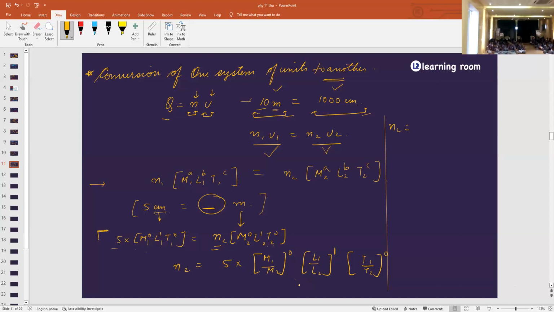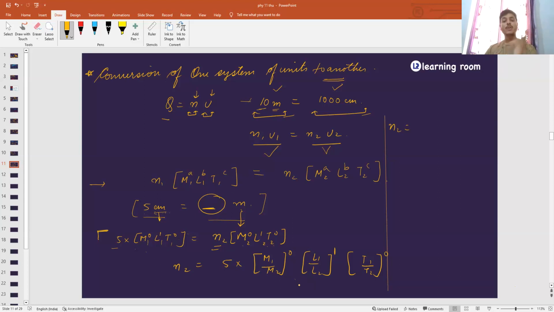Okay. So what we did, see here, we had 5 centimeter and we wanted to convert it into dash meters. We don't know the numerical value. So what we did here, 5 centimeter, what is the dimensions of centimeter? That is M0, L1 and T0. Agree? Then the second thing, in meter case, what is the dimension? Again, it is a kind of length. So it is M2^0, L2^1, T2^0.